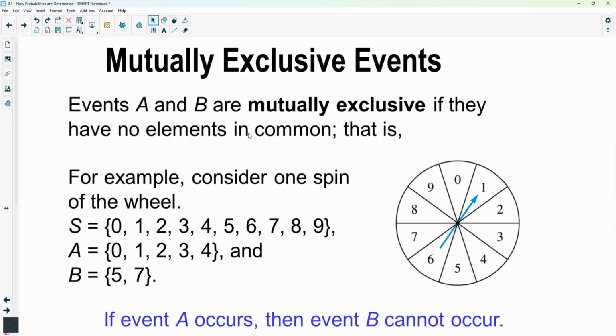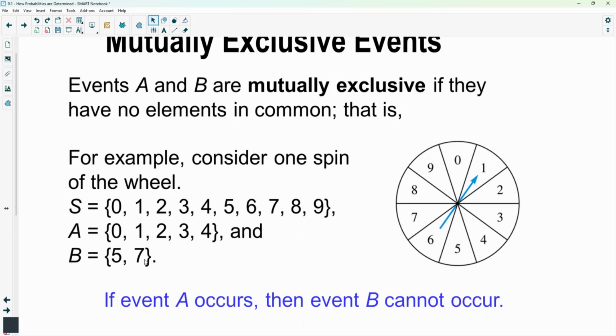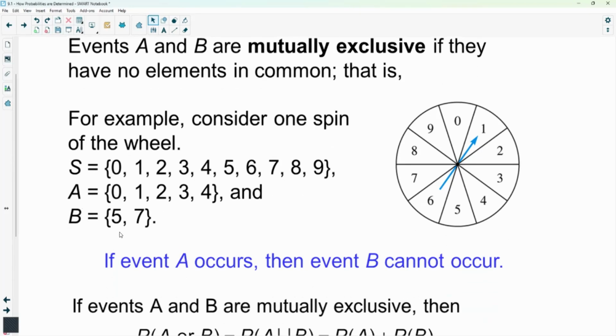Now, we are also going to see mutually exclusive and non-mutually exclusive. Before, in those problems that we saw with the numbers 1 to 25, we saw those that were prime and even. So prime numbers and even numbers have something in common, which means they are not necessarily mutually exclusive. They share some things. Mutually exclusive means they don't have any elements in common. So this is a sample space that goes from 0 to 9, which has 10 elements. A contains 0 through 4, and B contains 5 and 7. See, A and B are mutually exclusive. They don't have anything in common, okay?